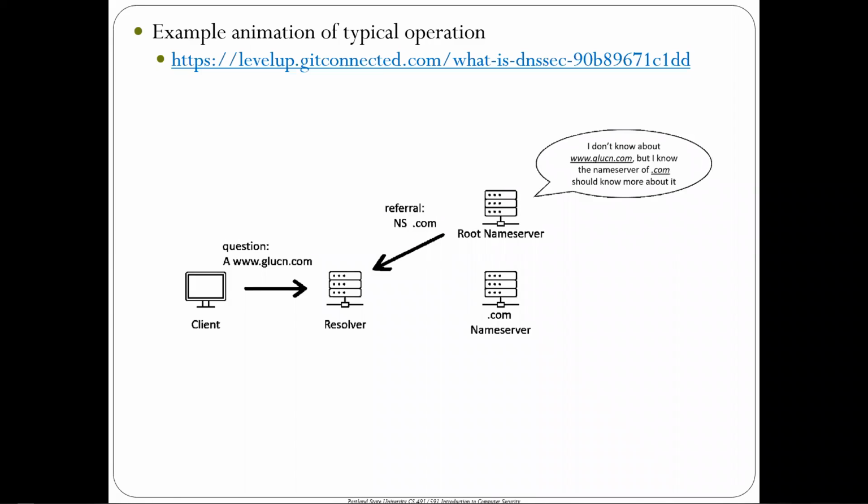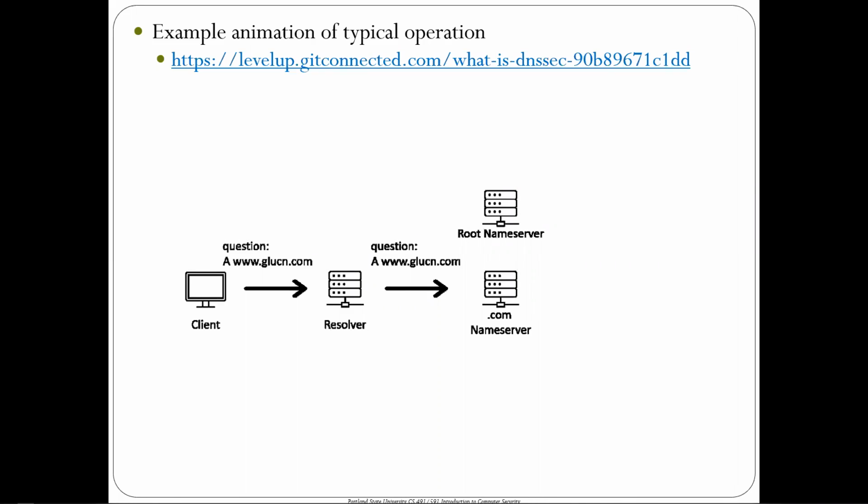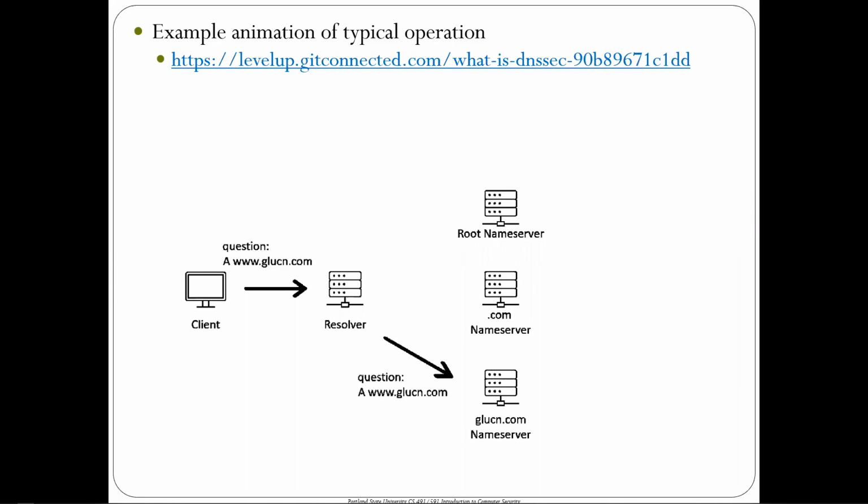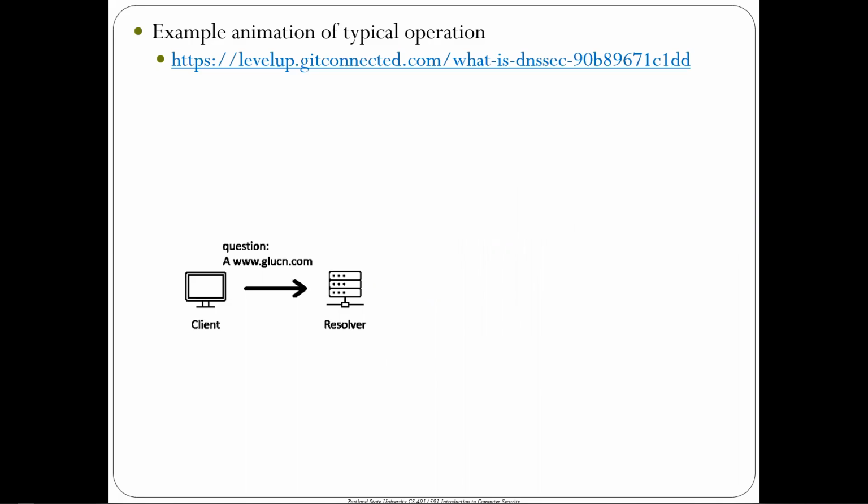Resolver sends it to the root. The root refers me to the .com. The .com refers me to the actual authoritative server. The authoritative server gives me the answer. The resolver sends it back to me.